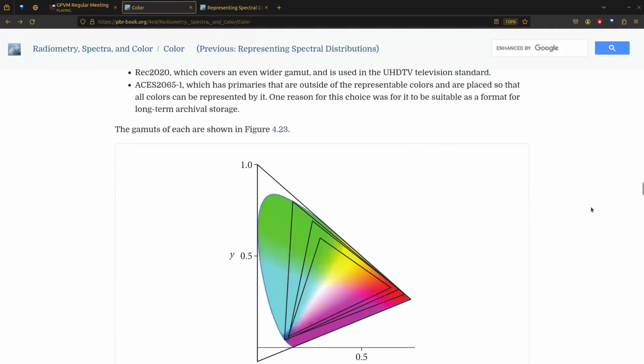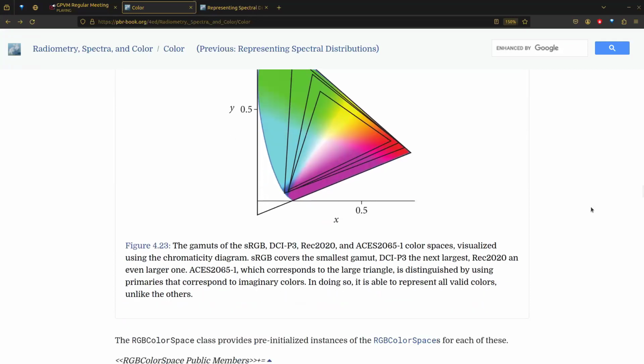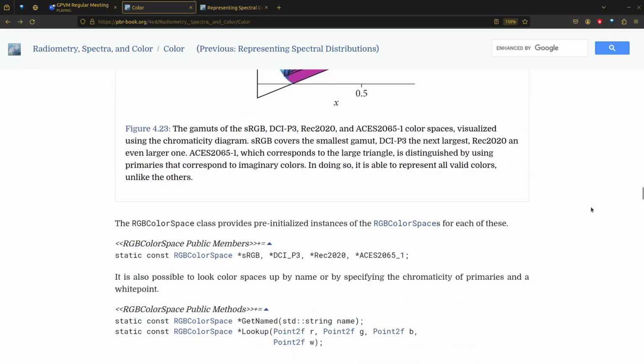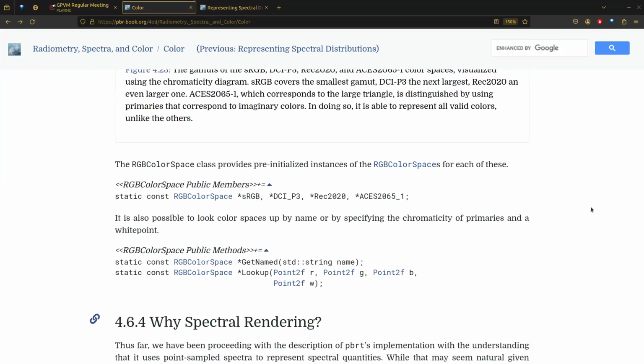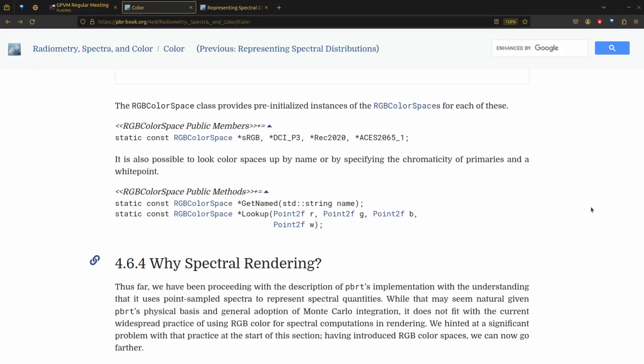So looking at the relative coverage of those different gamuts, I guess in the graph here. There are pre-initialized color spaces for each of these, and they basically just define those color spaces. Yeah, so you'd be able to convert between those via XYZ, I guess.